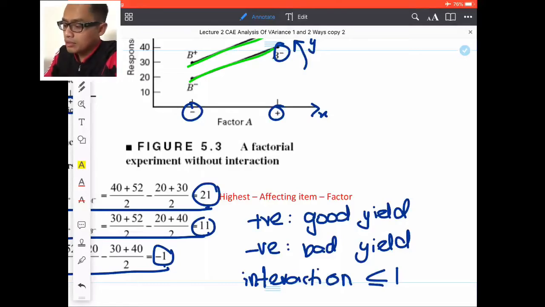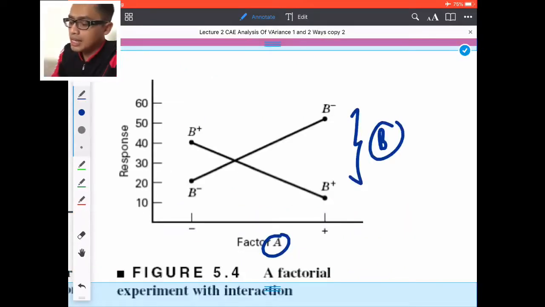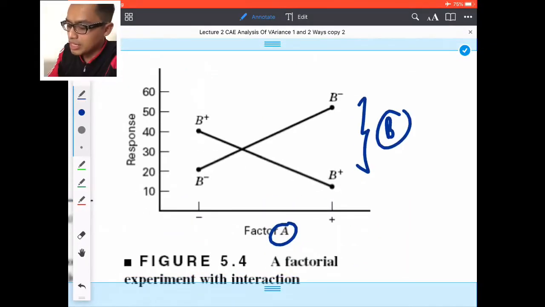Okay, now let's go to the next slide. This slide interestingly has an interaction between factor A and factor B. There is an interaction. Let's take a look at the results of the calculation. The results here show that factor A is 1 positive, B is 9 negative, and AB is negative 9.